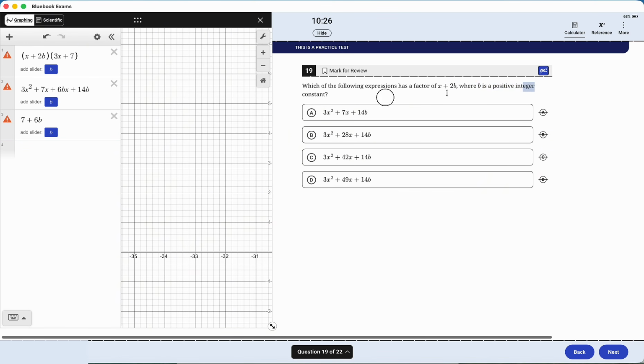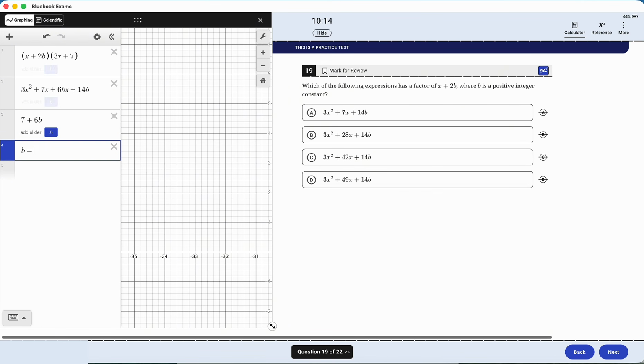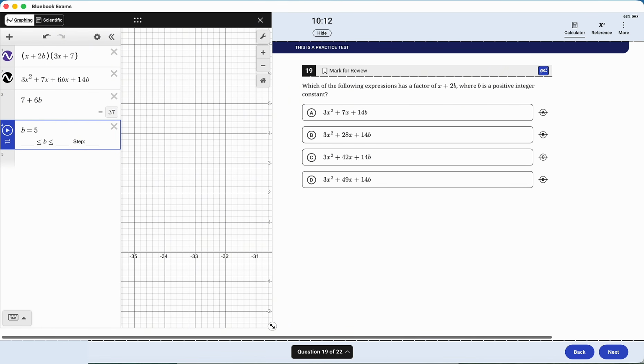And they tell you that b is a positive integer, so you can just try it. If b is 1, it should be 13x. That's not one of them. If b is 2, 19. If b is 3, 25. Keep going. 31 for 4. 37, so that's not it. 6, 43, that's not it. B is 7, 49, right? So that's the one that works, right?